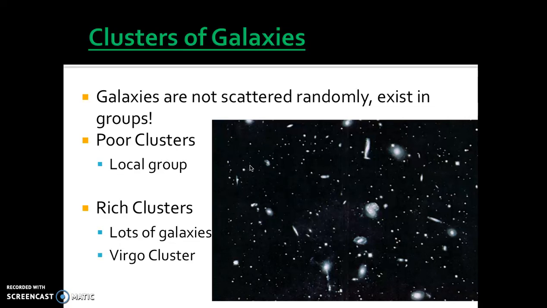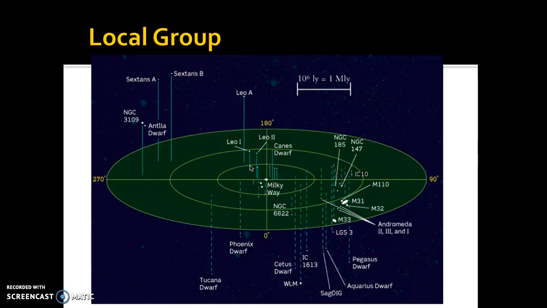Poor clusters are like our local group of galaxies. There's also richer clusters like the nearby Virgo cluster, which contain lots of galaxies, where our local group doesn't really have too many galaxies in it. Okay, so here's an image of our local group, kind of in a disk plane. So Andromeda, of course, is within our local group of galaxies.